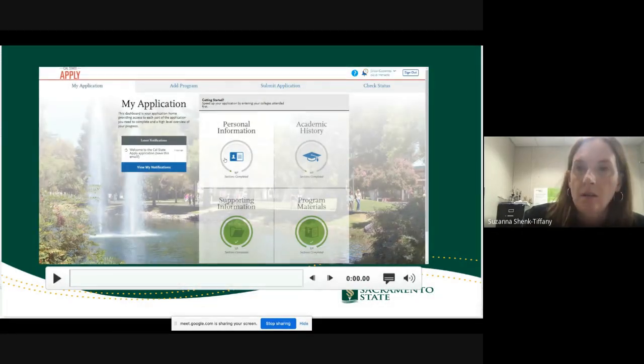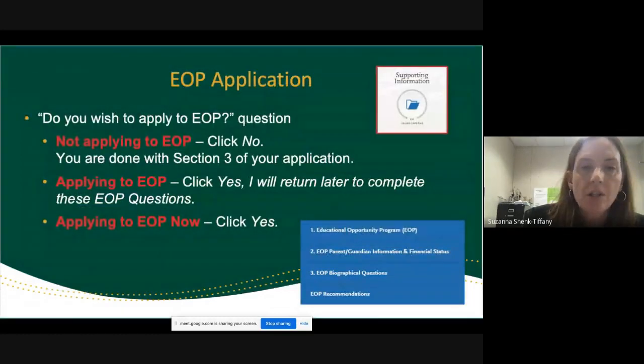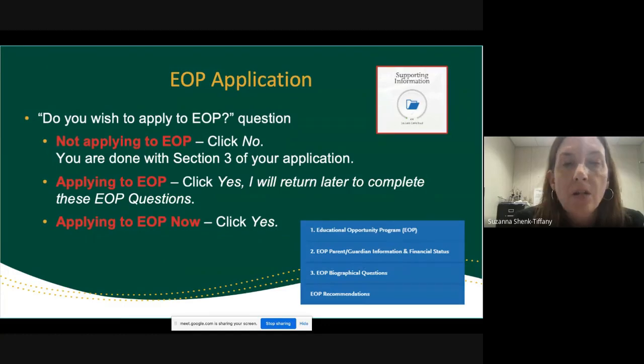One of the questions they're going to ask you is, do you wish to apply to EOP? And you're going to have to answer one of these 3 ways. And you're like, what is EOP? So EOP is the Educational Opportunity Program, and it's designed for students... I think I missed a slide there. EOP is for students who are the first in their family to go to college, kind of like I was. My mom dropped out of high school and I was the first in my family to go to college. It's also for students who are low income, or both. And it is designed to help you graduate from college.